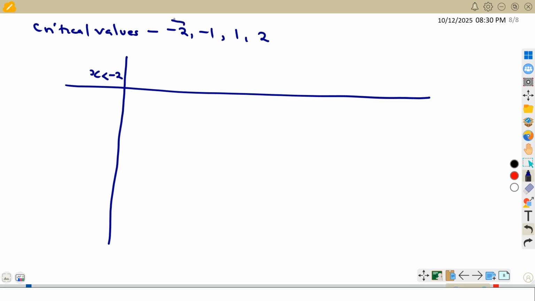So you test the region which is less than this. You test the region which is greater than that. The region between this, the region between that, and the region between that. So those are the different regions that we shall be testing.